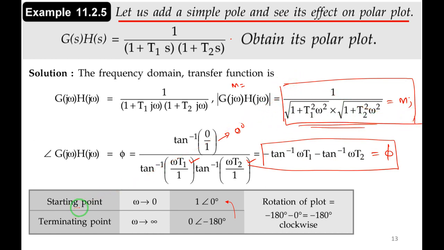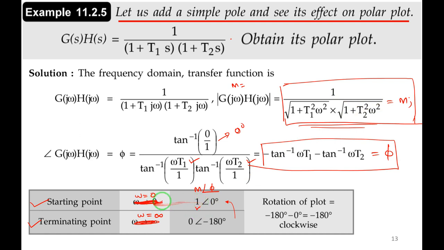Now we take the starting frequency and terminating frequency. We will call them the starting point and terminating point. So the starting point is omega equal to 0, and the terminating point is omega equal to infinity only. First let us calculate the magnitude and phase for omega equal to 0. Substitute omega equal to 0 in the magnitude. So 1 plus 0, root 1 is 1, into root 1, so 1 by 1. So the magnitude is 1. Yes, this is fine.